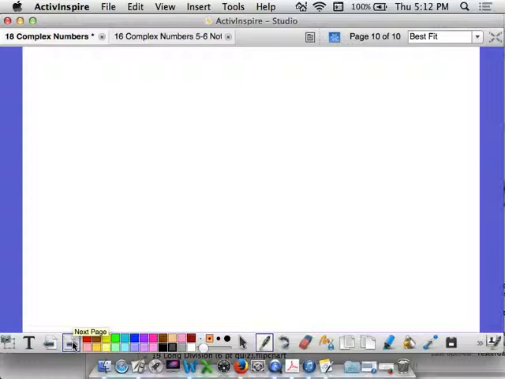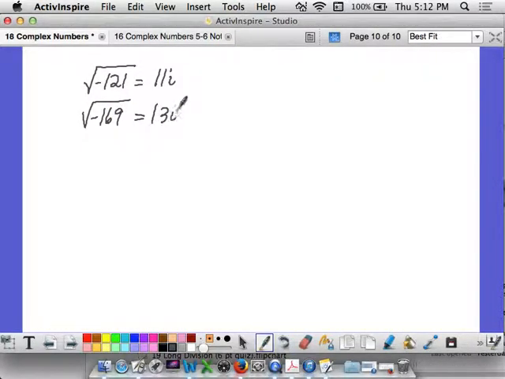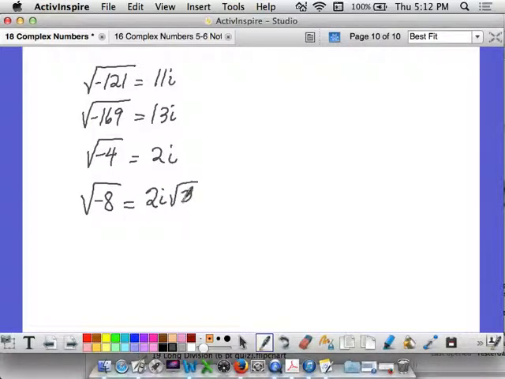Whew. Just kind of remember, just very quickly, that if you have the square root of a negative number, it should be pretty easy to see this is 11i. The square root of negative 169, that would be 13i. The square root of negative 4, that is 2i. The square root of negative 8, I know the square root of 8 is 2 square roots of 2. Because it's negative, it's 2i square roots of 2. The square root of negative 32 would be 4i square roots of 2 because that's 16 times 2.